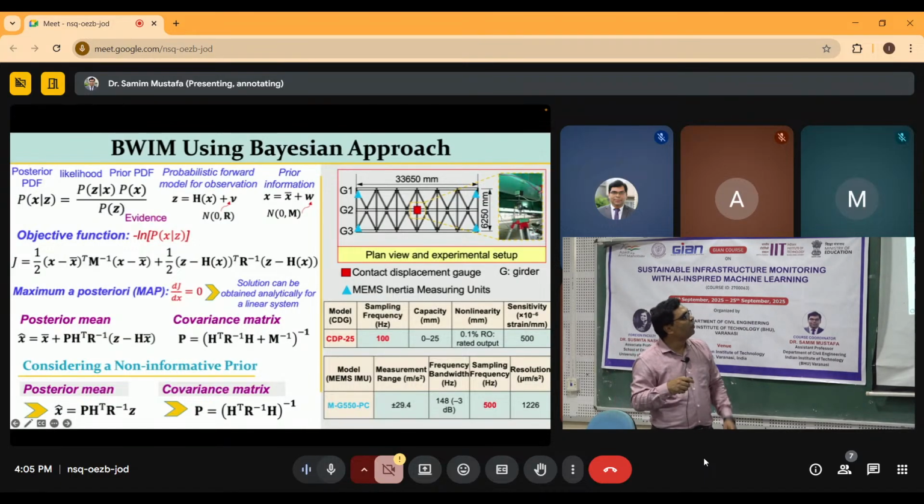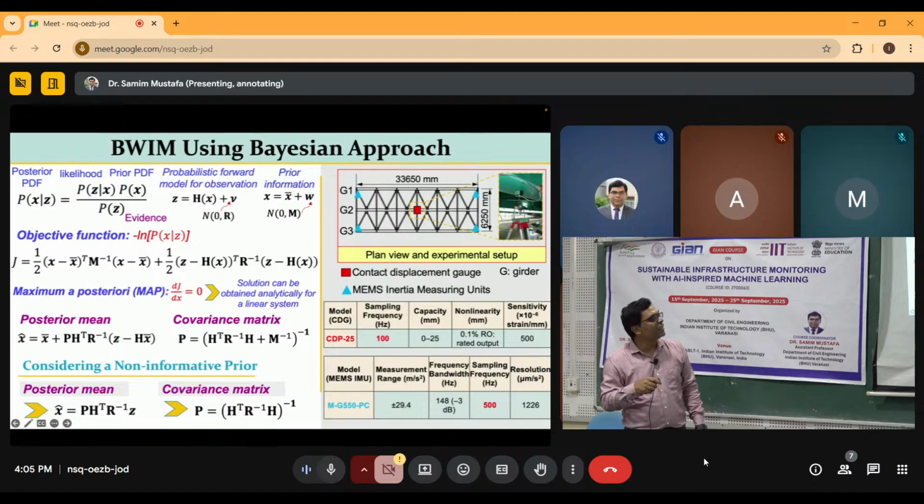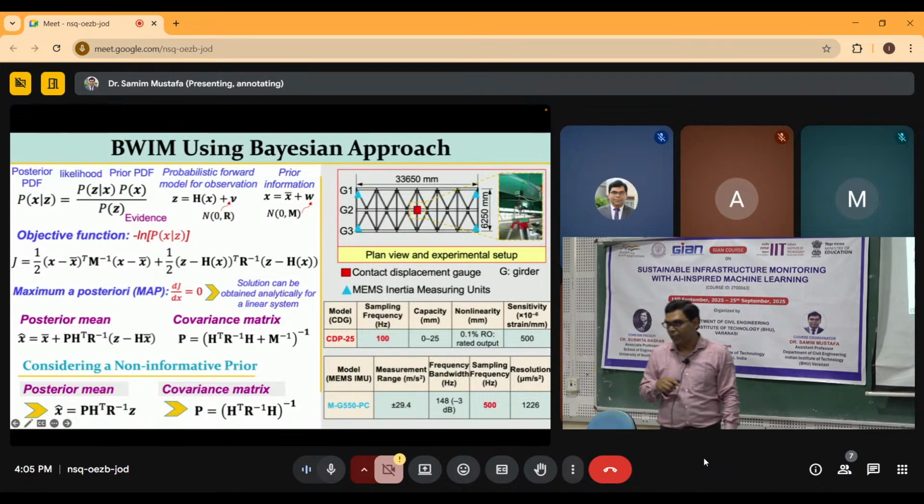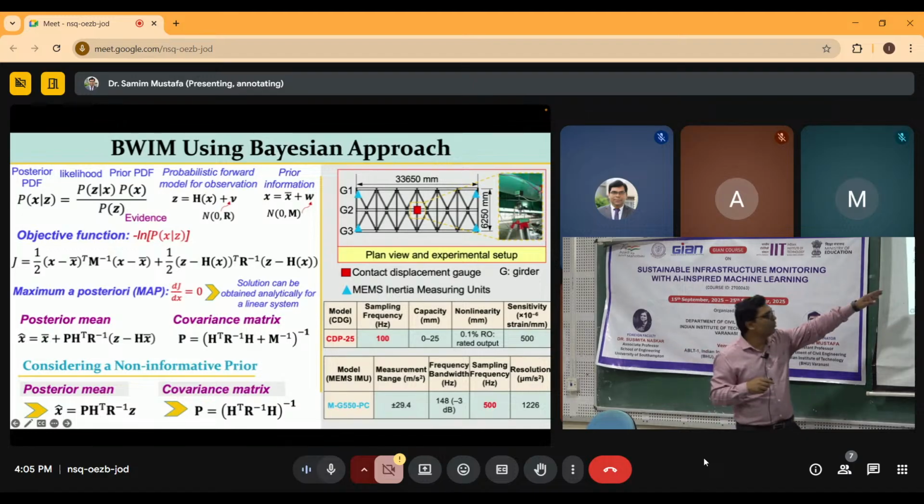Okay, so this is the same equation that was discussed in the earlier session. Z equals Hx plus v, and then prior information x equals x bar plus w, a deterministic mean and some probabilistic variation. So the objective function is this. Then for maximum a posteriori, MAP, we set dJ by dx equals 0. Then this equation can be used.